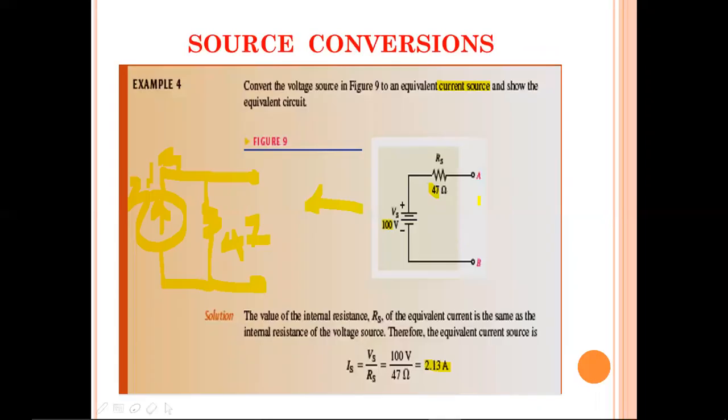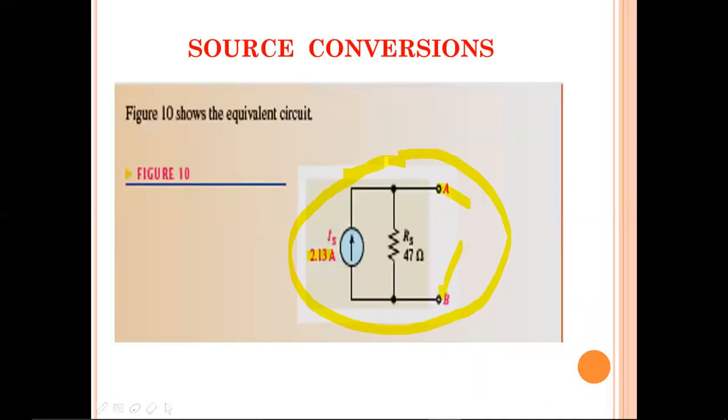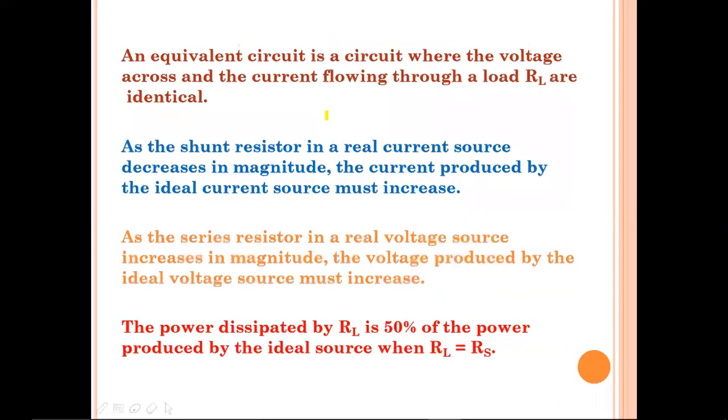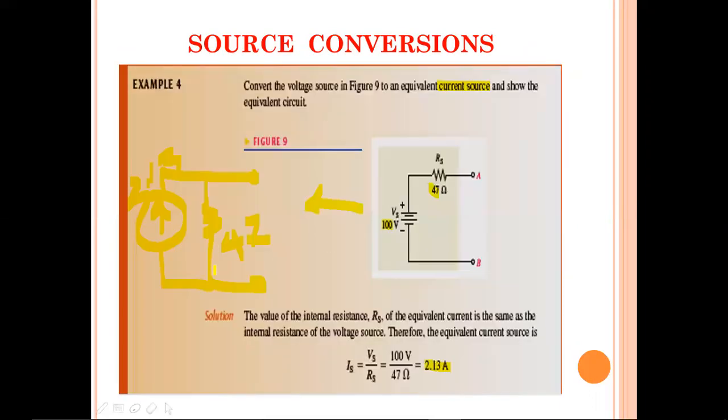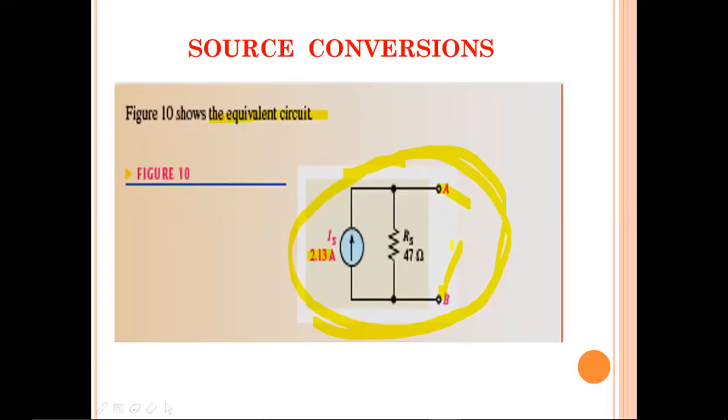After converting VS, RS into IS, RS, you need to draw the equivalent circuit like this. So this is the equivalent circuit of this problem. You should write these types of wordings while solving the problem: the value of internal resistance RS of the equivalent current source is the same as the internal resistance of the voltage source. Therefore, the equivalent current source is like this. And at the end of the problem you should draw this equivalent circuit diagram after converting the voltage source to the current source.